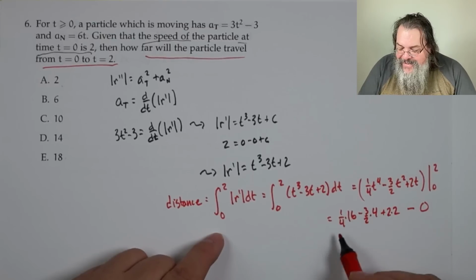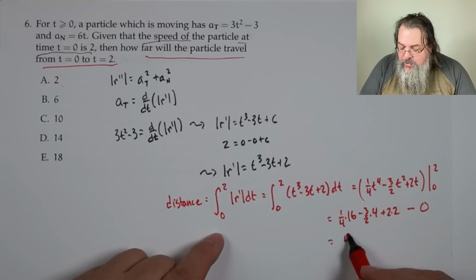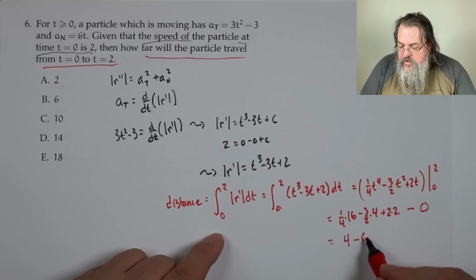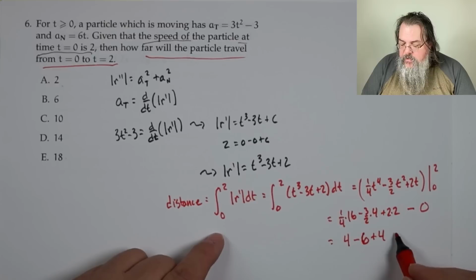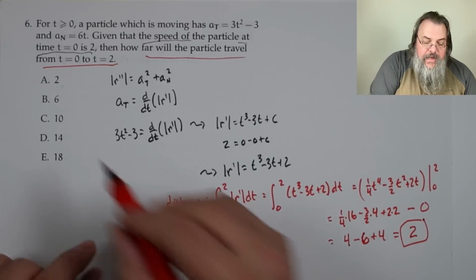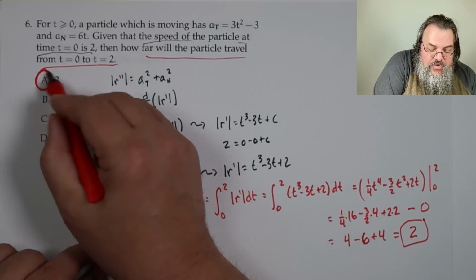All right. Well, 1/4 times 16 is 4. 3/2 times 4, that's 6. So 4 minus 6, and then plus 4. 4 minus 6 plus 4 gives us a total of 2. So our answer is 2.